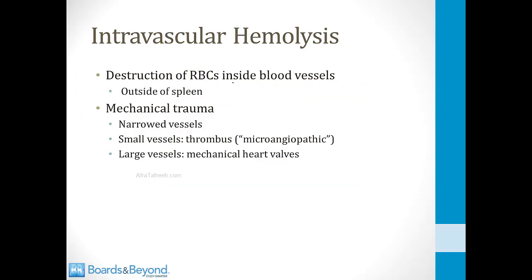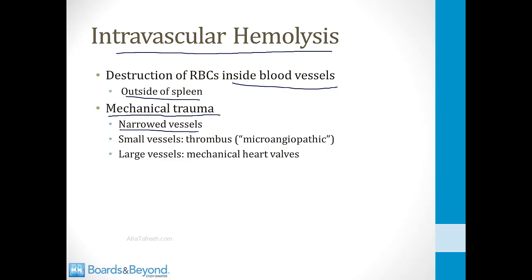When hemolysis occurs inside blood vessels and outside of the spleen, we call that intravascular hemolysis. This commonly occurs due to some form of mechanical trauma that results in narrow blood vessels, and the red blood cells lyse as they try to squeeze through the narrowed vessels. So when this happens in small vessels, it's commonly because a thrombus forms in the small blood vessels, and the red blood cells lyse as they try to negotiate their way around the thrombus. This is sometimes called a microangiopathic hemolytic anemia, and we'll talk about that in some other modules.